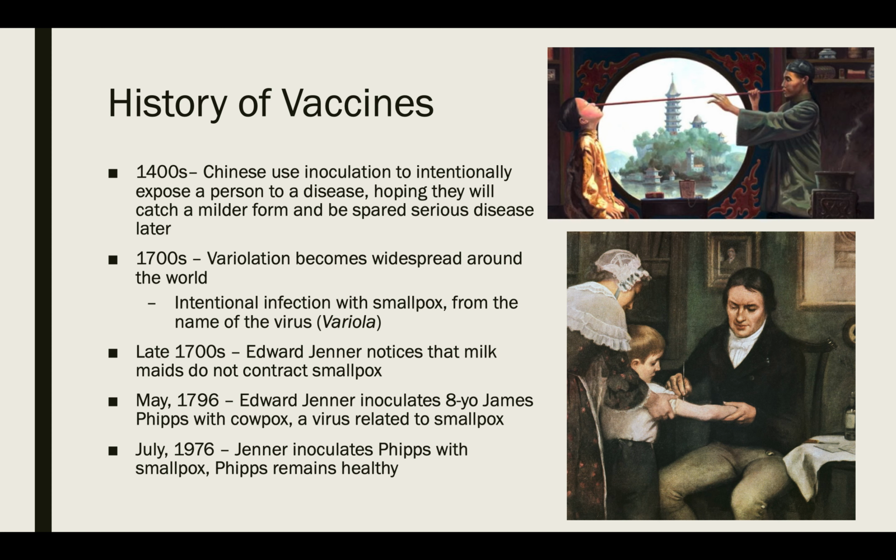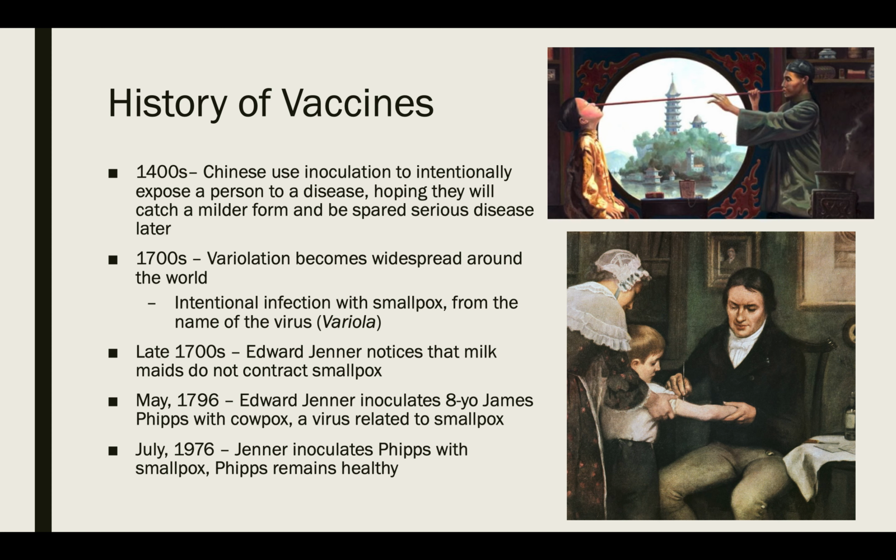Later on, this type of inoculation is called variolation. It spread around the world, and in Europe they started scratching little bits of smallpox pustules into someone's skin. So they're intentionally giving them smallpox, but hoping they would not get the really serious form of smallpox later on. Again, that's called variolation, and it comes from the name of the smallpox virus, which is variola.